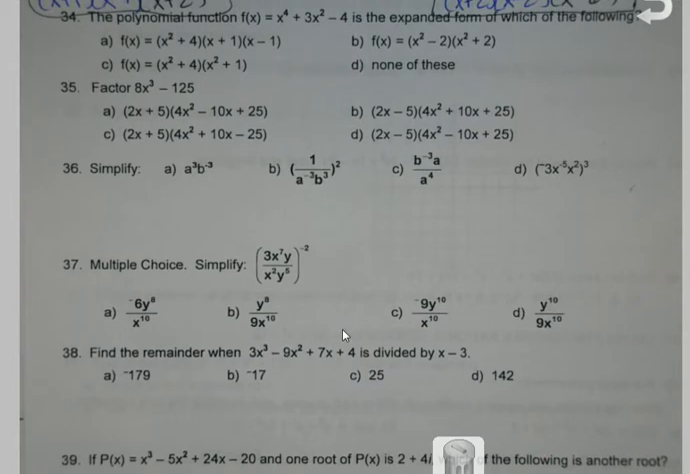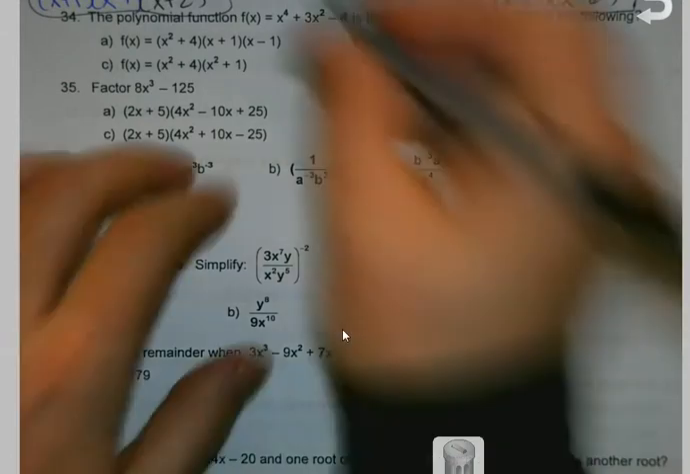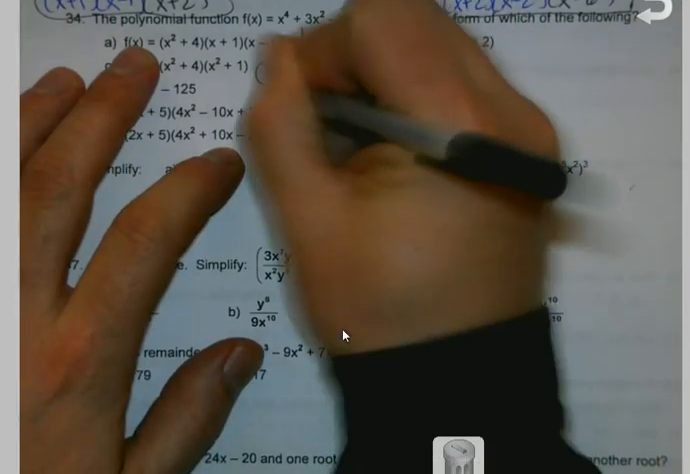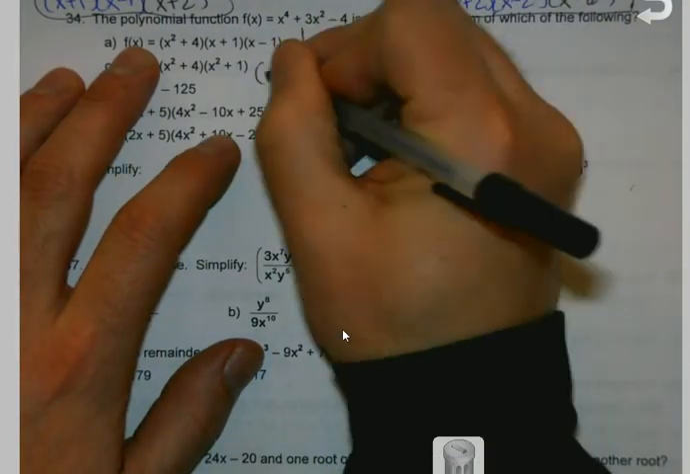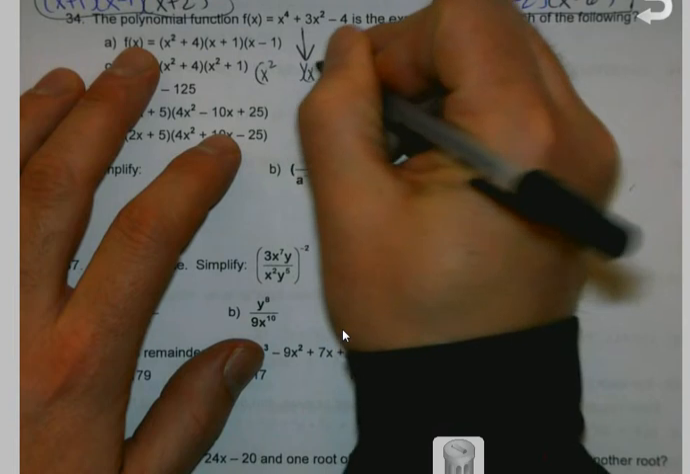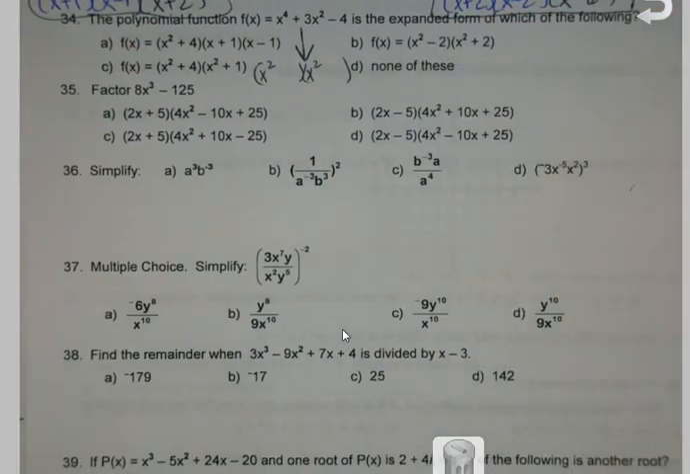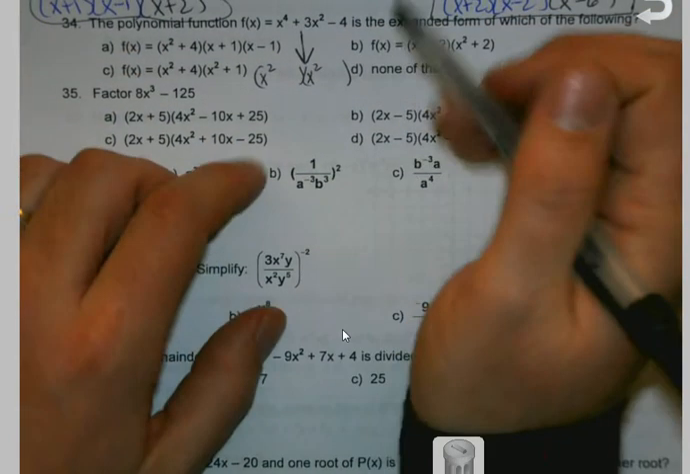The polynomial function f of x equals x to the fourth plus 3x squared minus 4 is the expanded form of which of the following? In other words, if I were to factor this, what would I get? Well, I might want to start by trying to factor this out first. And again, treat the x to the fourth just like you treat x, and x squared is the middle term. Do it like you would a diamond.